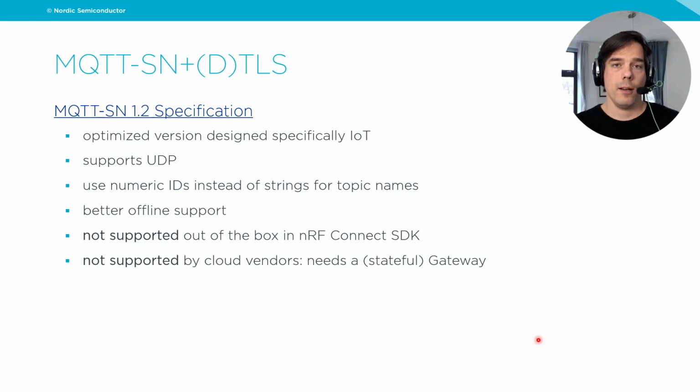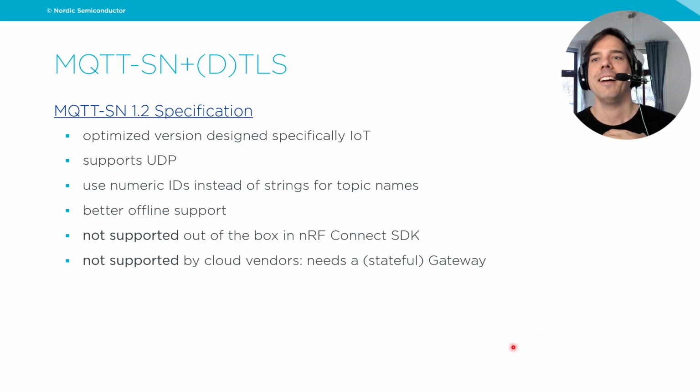And this protocol also allows the use of UDP. MQTT itself does not support UDP, but MQTT-SN supports it. So we can leave this realm of the TCP and TLS connection and still use encryption and get delivery guarantees using DTLS, but in a network that doesn't need such a big overhead in TLS handshakes. Unfortunately, it's not supported in nRF Connect SDK, and it's not supported by cloud vendors.